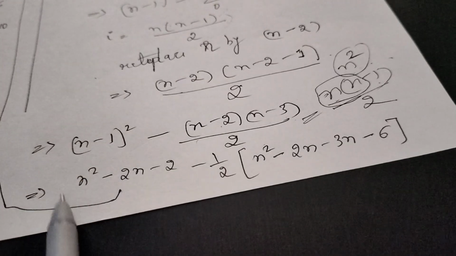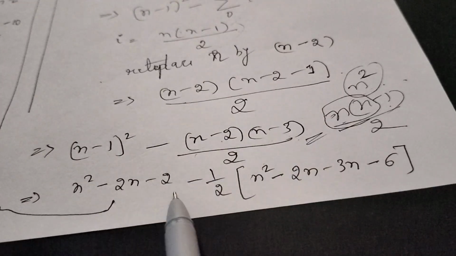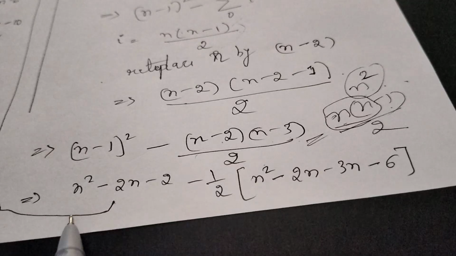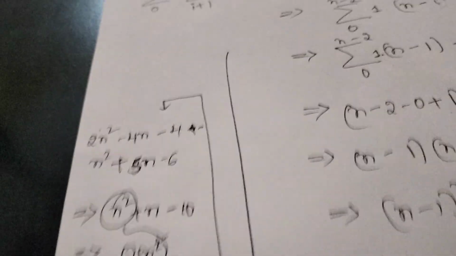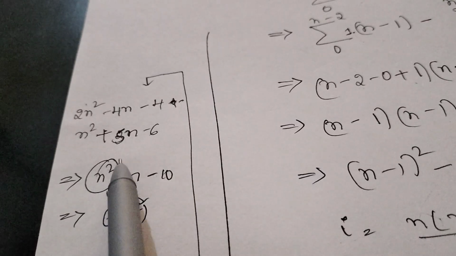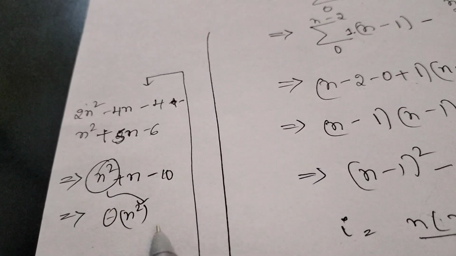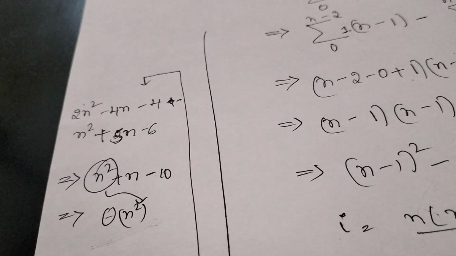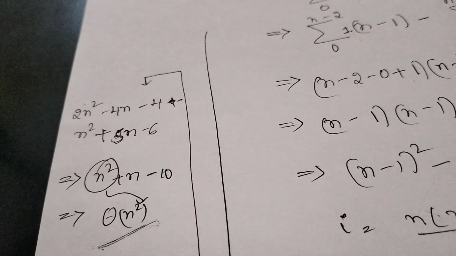Or else you can reduce this equation by writing like this: n square should be expanded and this should be expanded. After this we get something like this. Out of this we have the upper bound value n square, and that should be taken as the average time complexity. That's it.